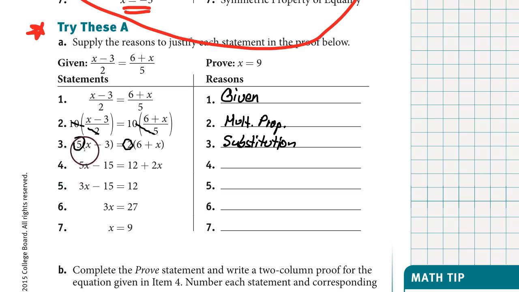Okay, line 4. To get from the previous equation to what's in line 4, it looks like the distributive property was done. So this one is distributive property. I'm going to abbreviate that. Okay, line 5, what happened? To get 3x here, what happened? It looks like we used the subtraction property.